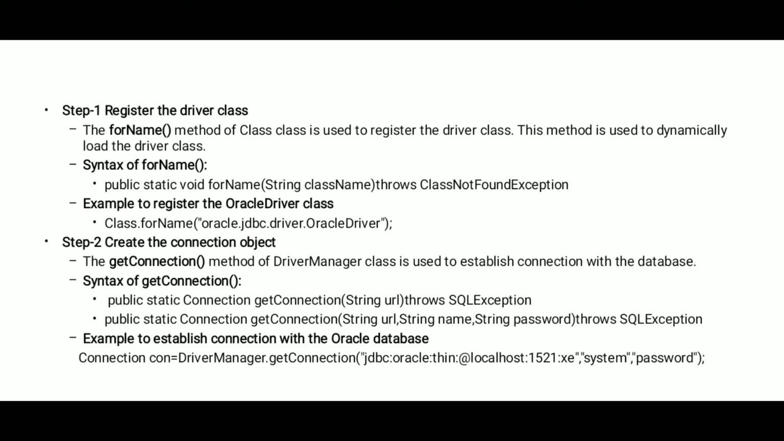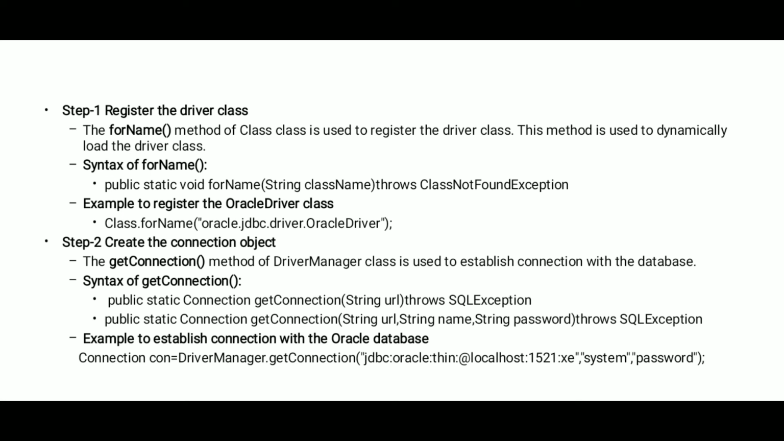The syntax of the forName method is public static void forName, and in the forName method you have to pass one class name. It is a string type of class name which defines the database driver, and it also throws ClassNotFoundException. If any type of driver is not available in the API, it throws the exception as ClassNotFoundException.